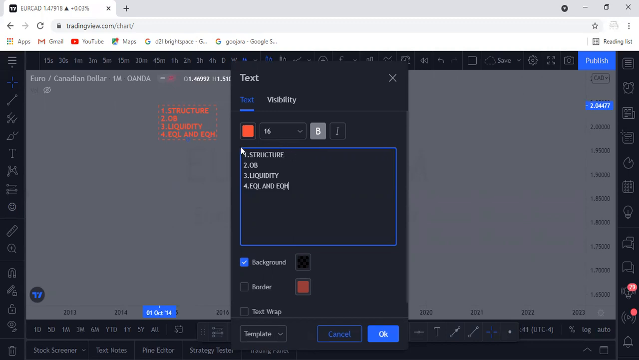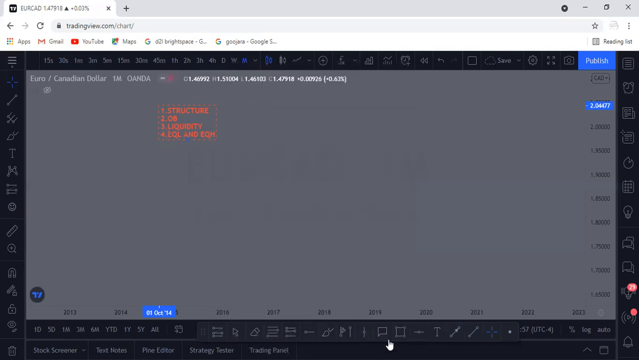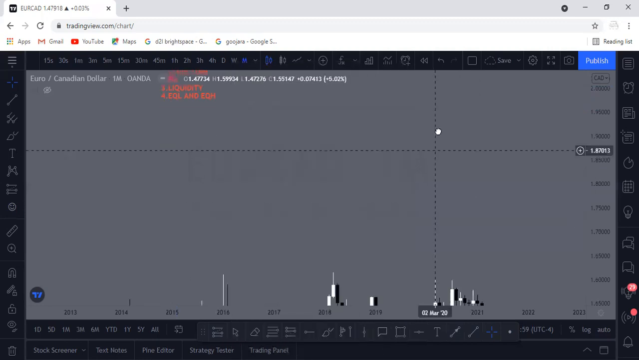First one is the structure. You need to analyze the structure to find your directional bias. Number two, the order blocks. Number three, liquidity. Number four, equal highs and equal lows. So let's get into the chart and see what is happening there.